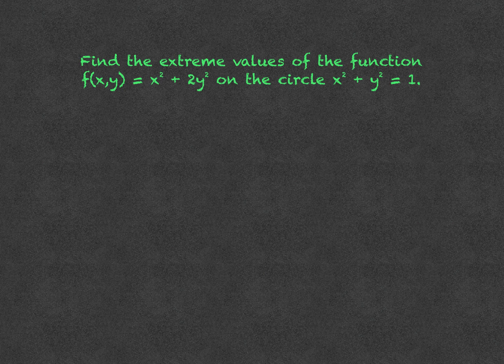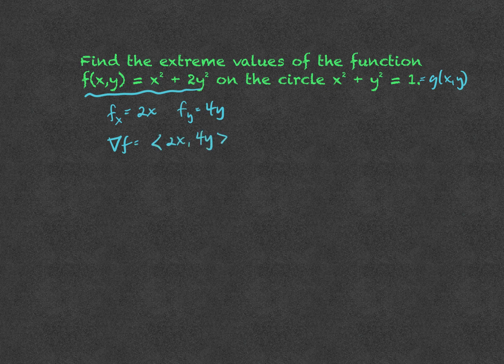It says find the extreme values of the function on the circle. This is the constraint. Here you have f of x y as this equation, and this is going to be g of x y. It's equal to 1, so that tells us that our k is 1. We're going to start with the gradient of both, starting with the gradient of f. The partial with respect to x is 2x, and the partial with respect to y is 4y. So the gradient of f is the vector 2x, 4y.